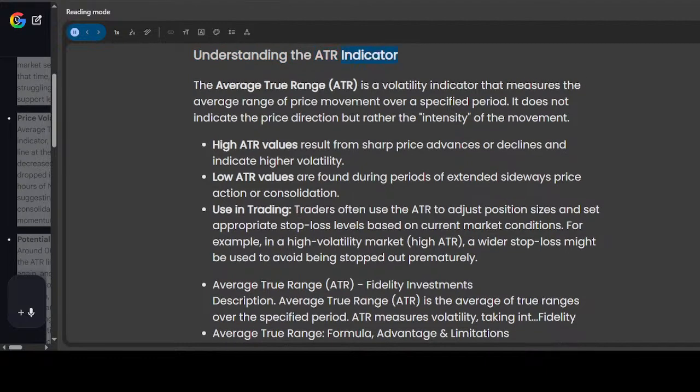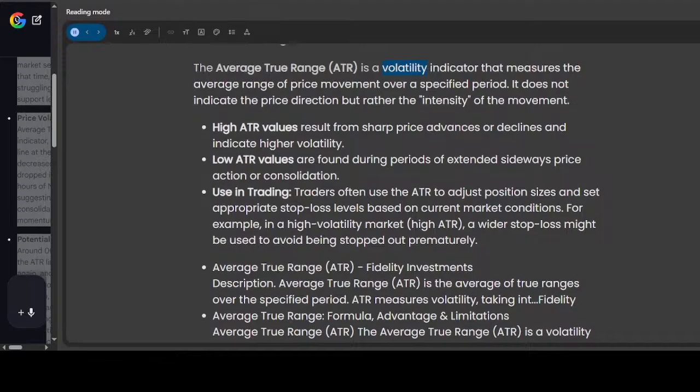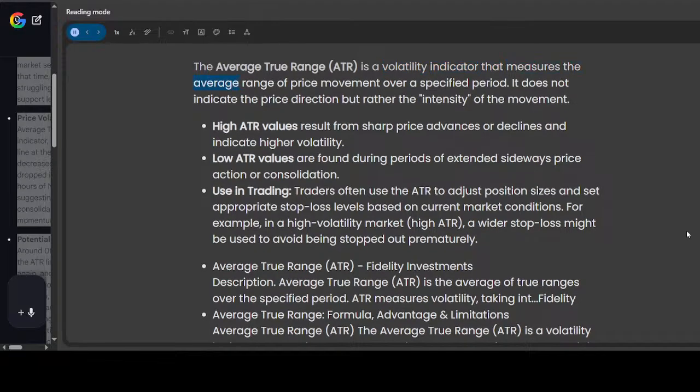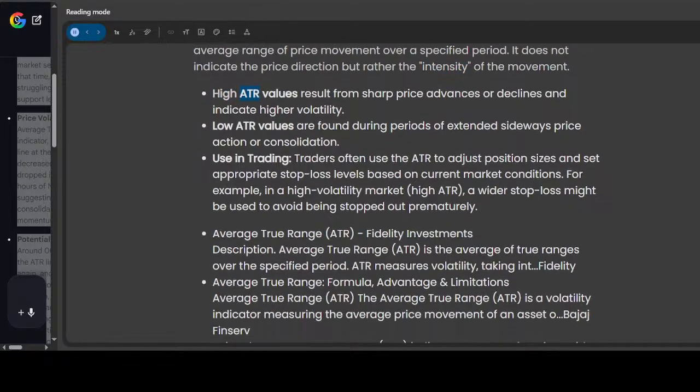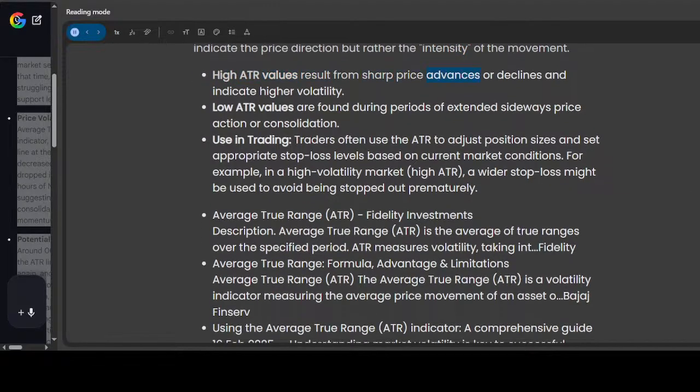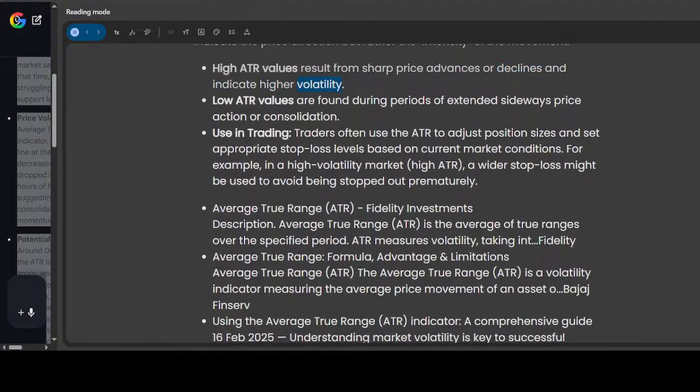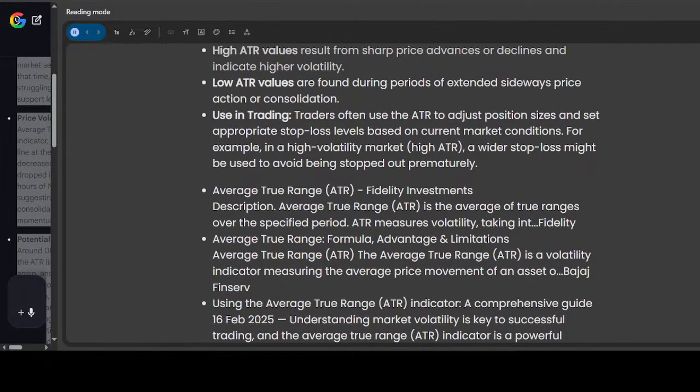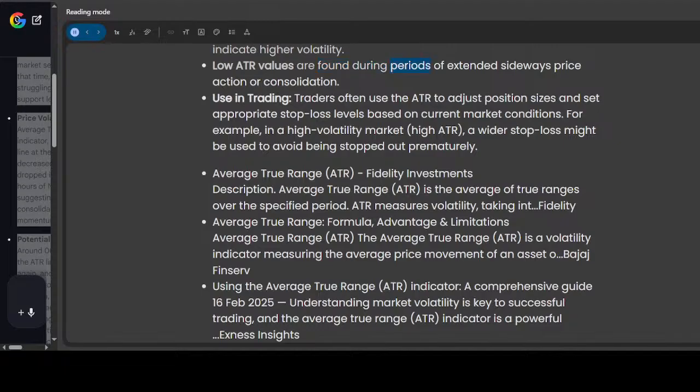Understanding the ATR indicator. The average true range (ATR) is a volatility indicator that measures the average range of price movement over a specified period. It does not indicate the price direction but rather the intensity of the movement. High ATR values result from sharp price advances or declines and indicate higher volatility. Low ATR values are found during periods of extended sideways price action or consolidation.